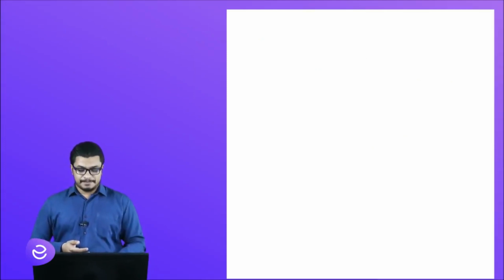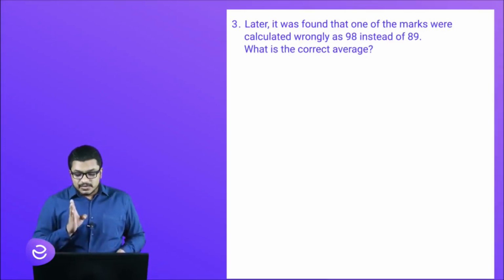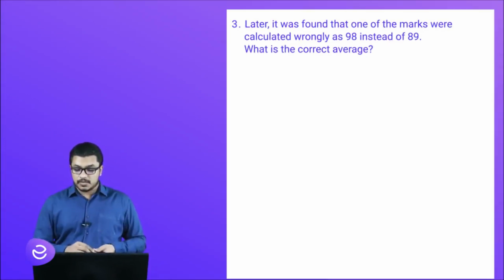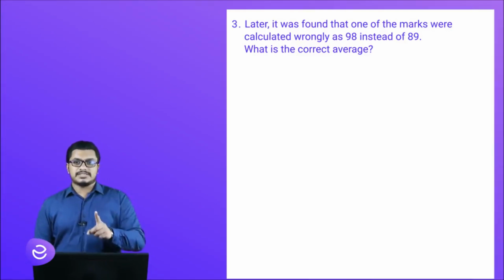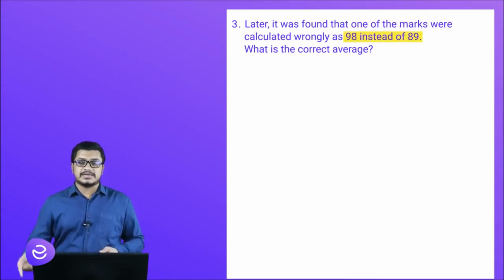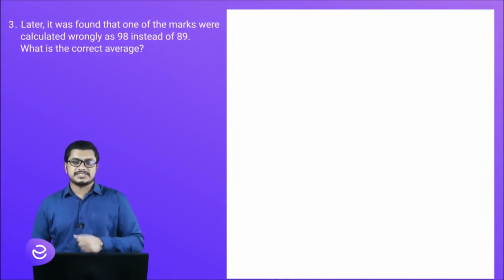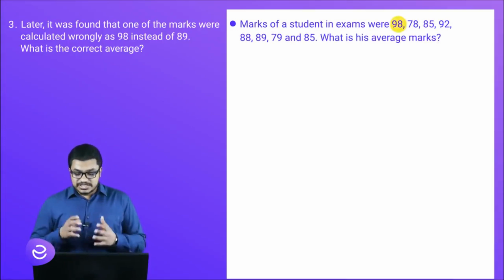Now the third question. This is a continuation of the second question. Later it was found that one of the marks was calculated wrongly as 98 instead of 89. What is the correct average? So one of the marks is actually wrong, recorded as 98 instead of 89. The correct mark is 89, and instead of that it is marked as 98. So the first mark in the previous question, which is 98, is not actually 98.